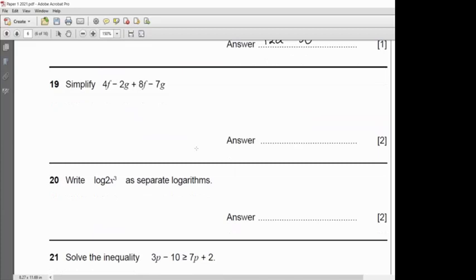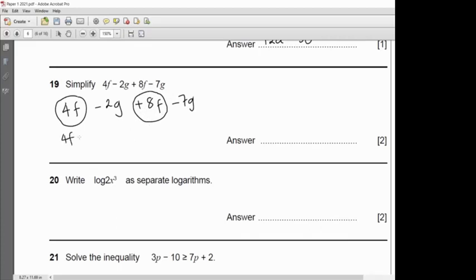Number 19, simplify 4f minus 2g plus 8f minus 7g. Just a matter of collecting the like terms. So if I can just rewrite it, I have 4f minus 2g plus 8f minus 7g. So you collect the terms with f and the terms with g. So I have 4f here, you circle it, and then 8f. You should always circle the sign in front of the term because they go together. So I can write them next to each other.